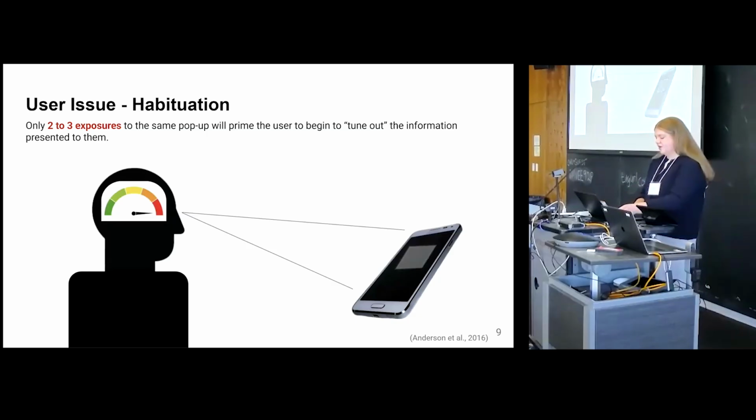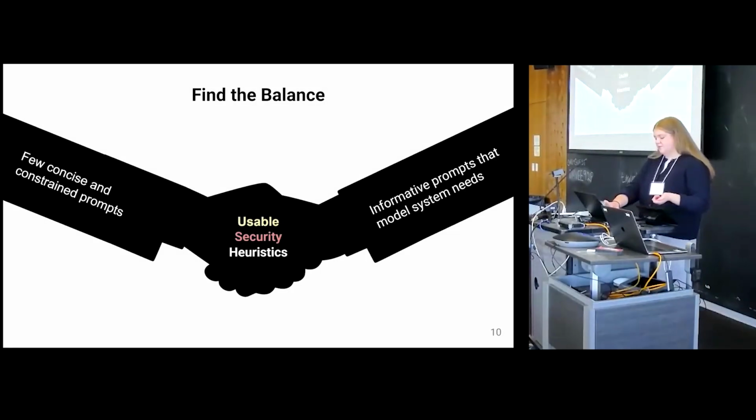So taking the key outcomes from both sides, for usability, we want these concise prompts that are clear to us and recognizable. And from the security side, we still want informative prompts that model what the system needs and explain the functions. So together with both these sides, aiming to do the best for the user, we come up with these usable security heuristics that can help define how the permission request data can be transformed into a more interactive prompt.